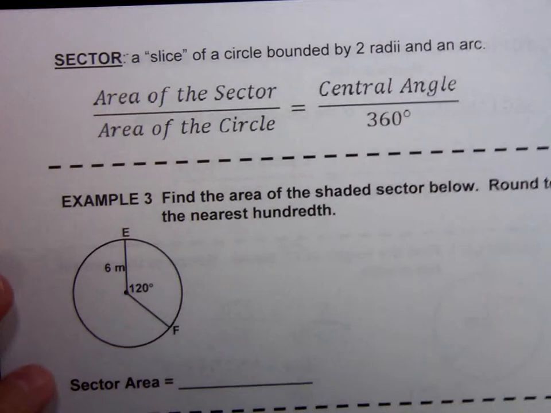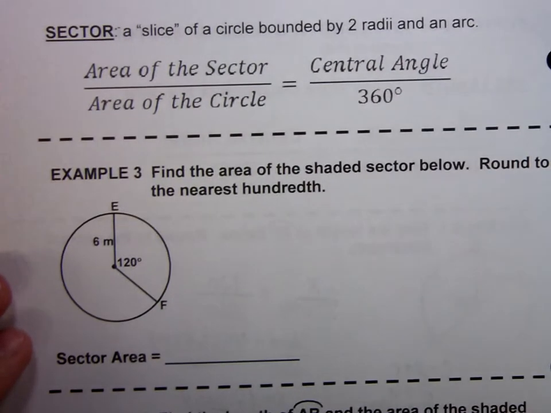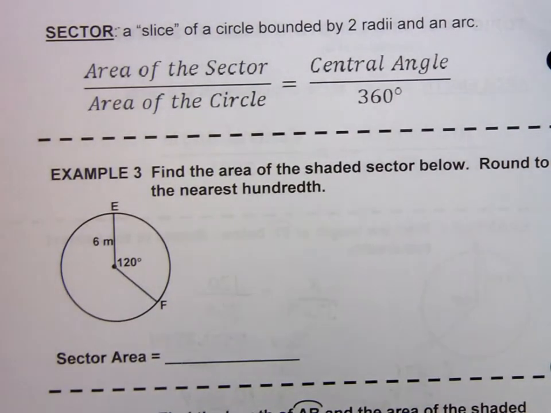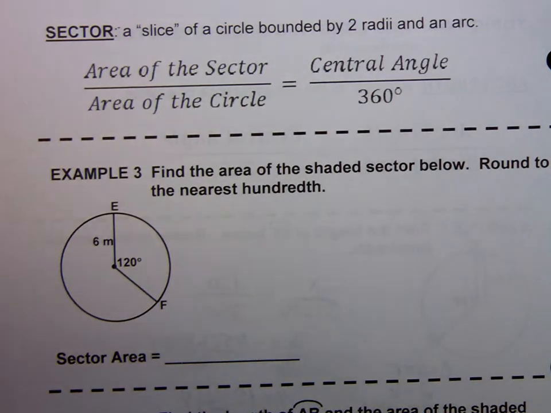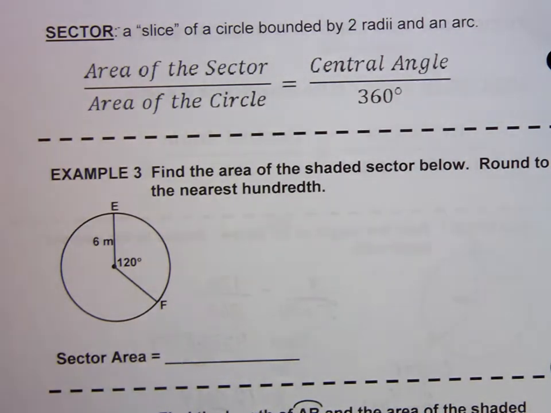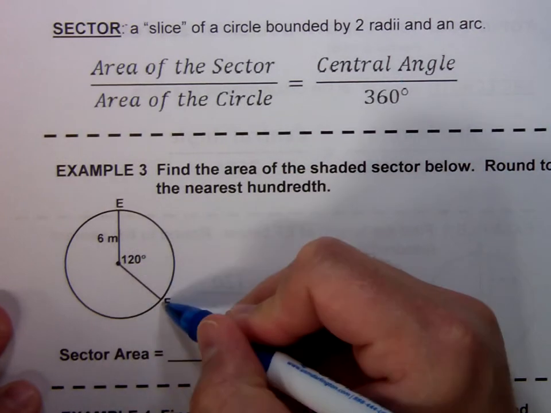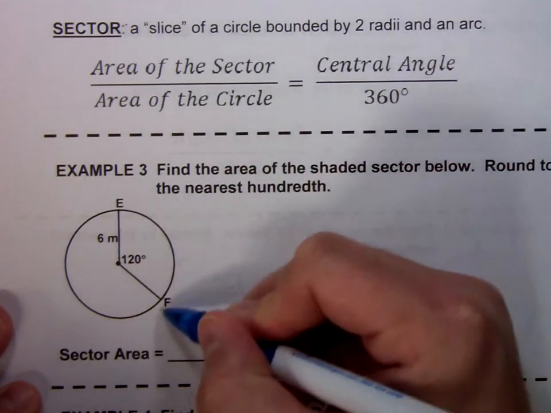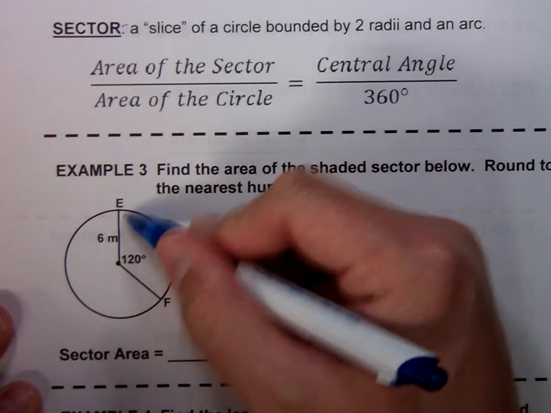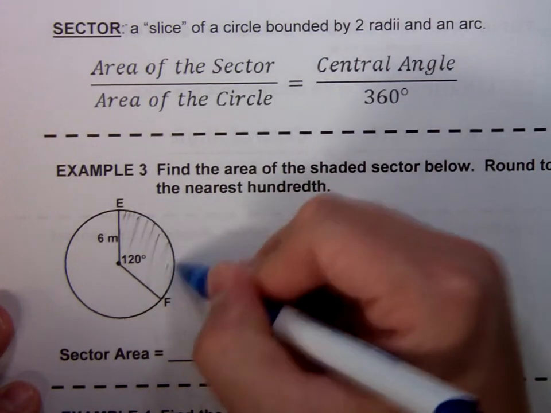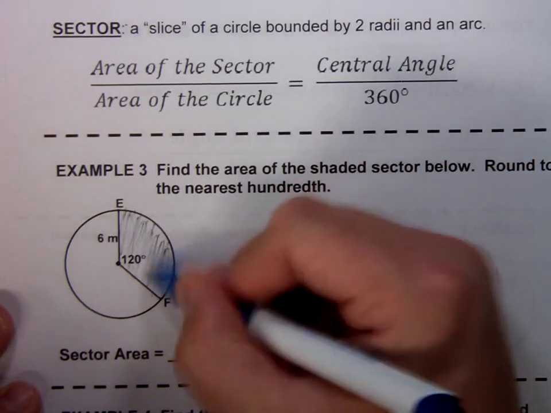Alright, let's talk about sectors. A sector is like a slice of a circle bounded by two radii and an arc. So think about when you have a pie and you cut a piece of pie, that would be a sector. You think about a pizza and you slice up a pizza, the traditional way at least, that would be a sector. Anytime you have a circle and you draw in two radii and then that arc that it intersects, those create this sector here. So this space right in here, this is a sector.